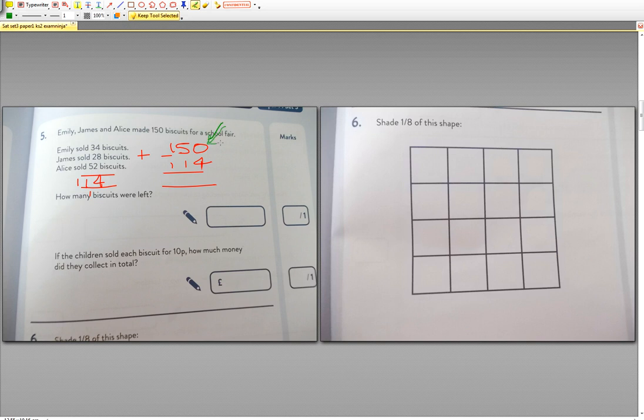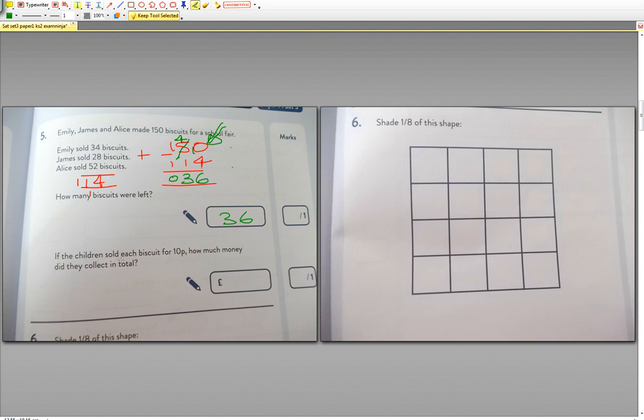So 0 take away 4, we can't do it. So we borrow from the 5, which becomes a 4, and the 0 becomes a 10. 10 take away 4 is 6. 4 take away 1 is 3, and 1 take away 1 is 0. So you have 36 biscuits left over. If anybody spots any arithmetical error, please say so straight away, because we want to correct the mistake straight away before we upload it onto the net.